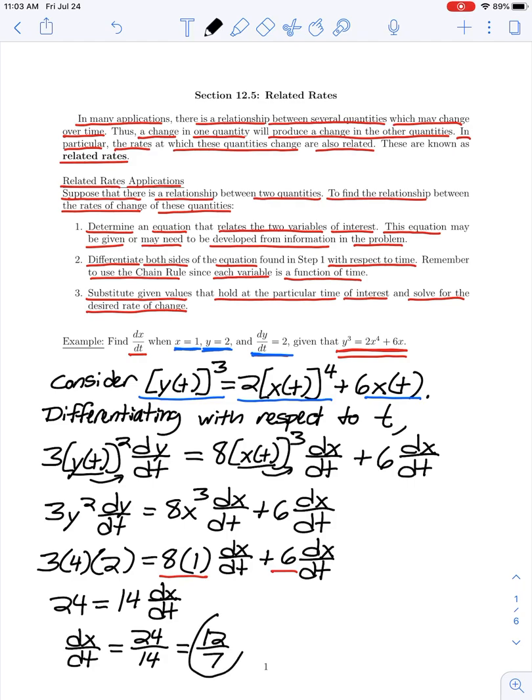So this would be our rate of change of x with respect to time if we know the rate of change of y with respect to time, along with the values of x and y at some particular time. So this is the idea behind a related rate problem. So this example was a little bit abstract. It's just showing how this process works in general. But let's start looking at some applications.